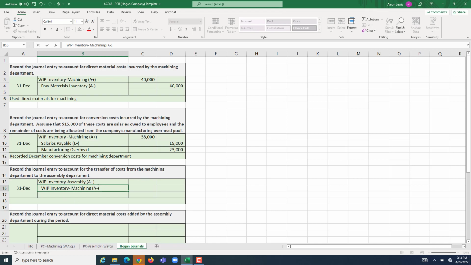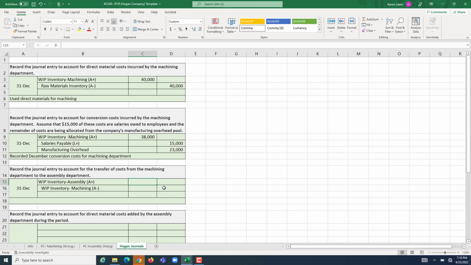We're taking the cost out of one WIP account and adding it to the other, because this inventory that is in process is no longer going to be in the machining department. We need to reduce that account, but it's being added to the WIP inventory of the assembly department. So we need to increase that asset account. How much is this going to be for? Whatever we transfer from one department to the next.